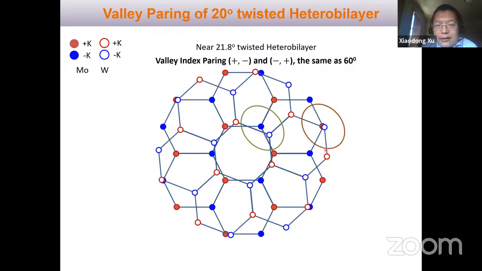But if we go to the second Brillouin zone, now the electron and hole are sitting on top of each other, but with opposite valley indices, either plus-minus or minus-plus, at a 60 degree twist angle, right? With that, we now know why the 20 degree twist angle gives us the same g-factor as near 60 degree twist samples.